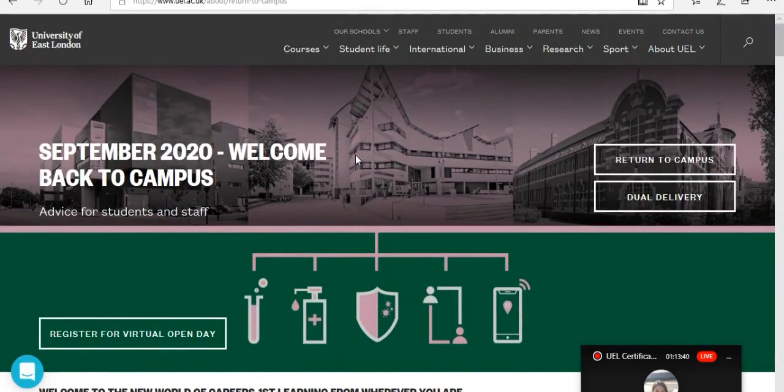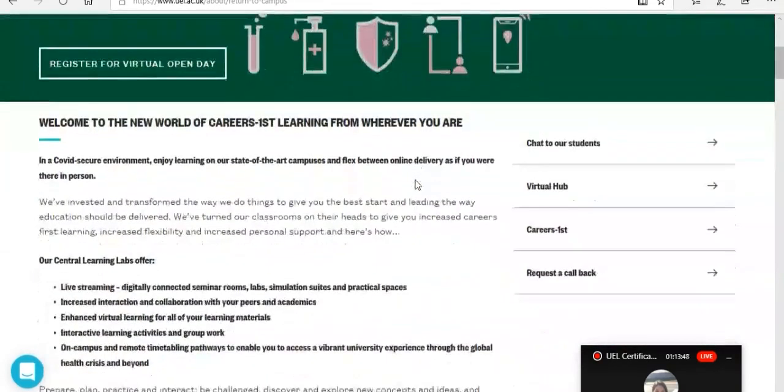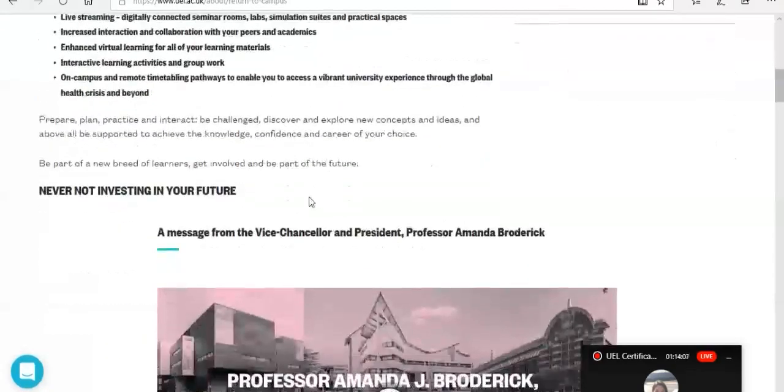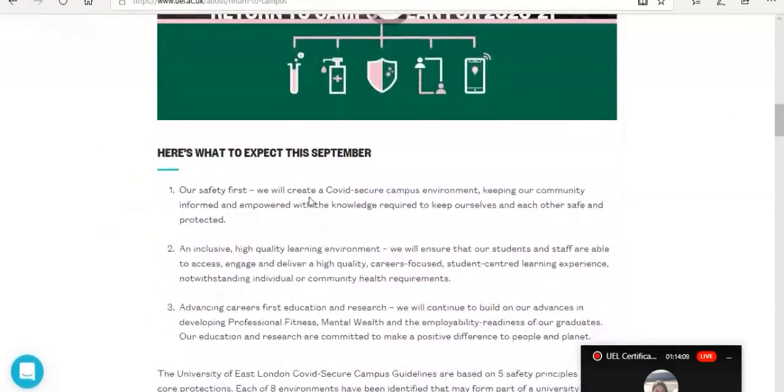So if any of your students are worried about how return to campus is going to look in September, there's a lot of information here on what we call the dual delivery, where students have the freedom to either attend classes online if they want, or they can come to the campus if they want. So there's complete flexibility. And I do want to point you to UEL's return to campus page, where there is a lot of information that you can read and give accurate information to the students.